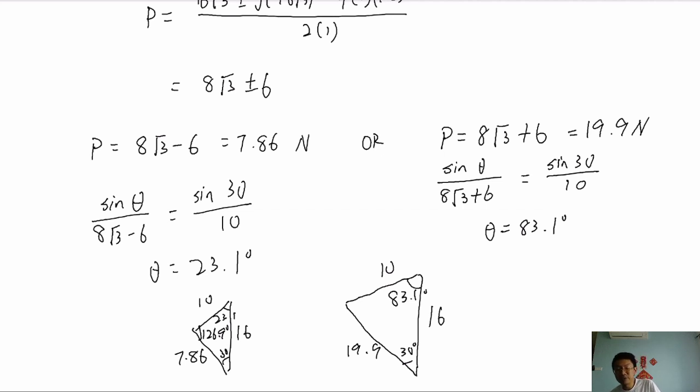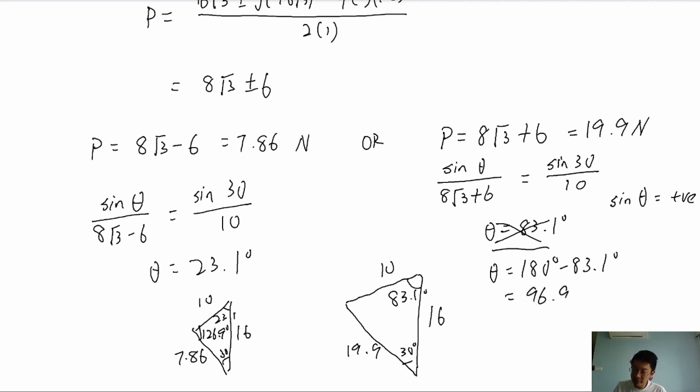So which value of theta should we take? Before we got this value of theta, we were solving sine theta equals a positive value. For a positive value of sine, we have the first and the second quadrant. The value that we got just now is the answer in the first quadrant, so it cannot be accepted because it is not logical. What we need to do is find the theta in the second quadrant. We have to use 180 minus this angle in the first quadrant in order to get the angle in the second quadrant.